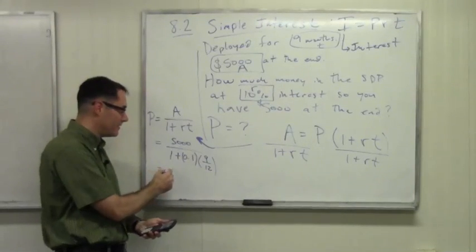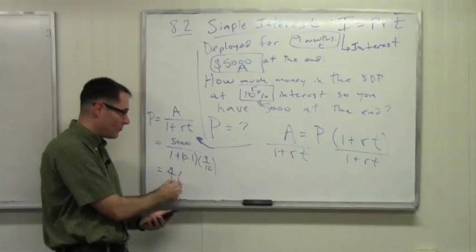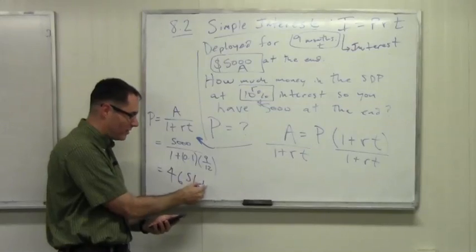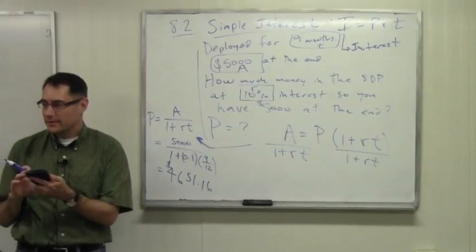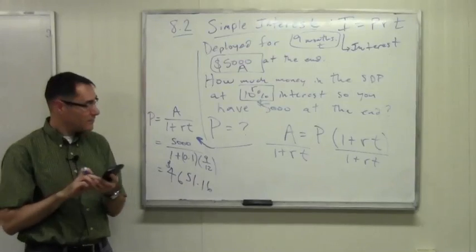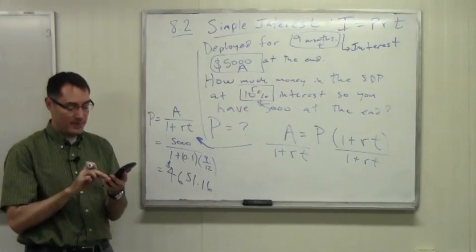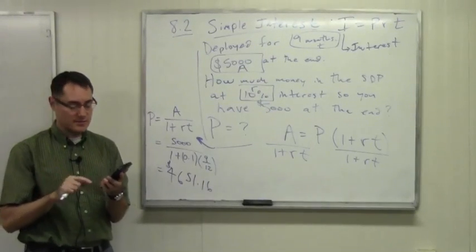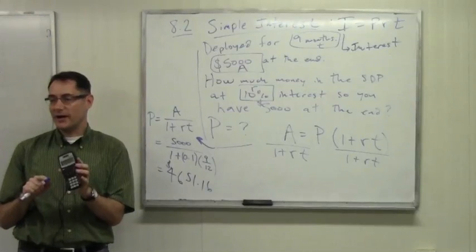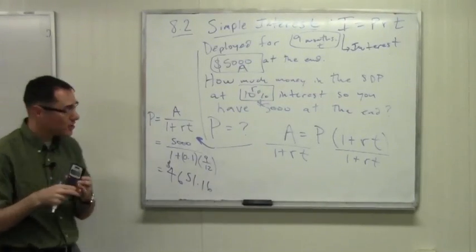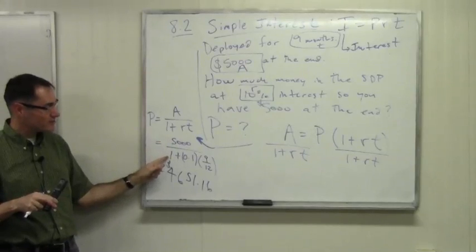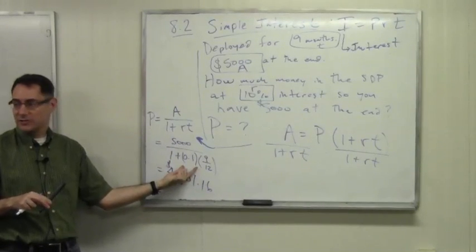Let's try it again. 4651.16. Is that what we got? Okay, let's try it again. 5,000 divided by. I'll do it without all the extra parentheses. You need at least one parenthesis. You have to do an open parenthesis, because look, if you don't, you can't do 5,000 divided by this without doing this part first.